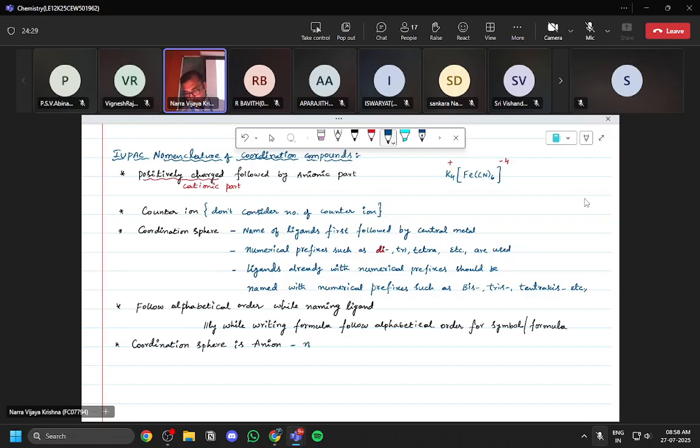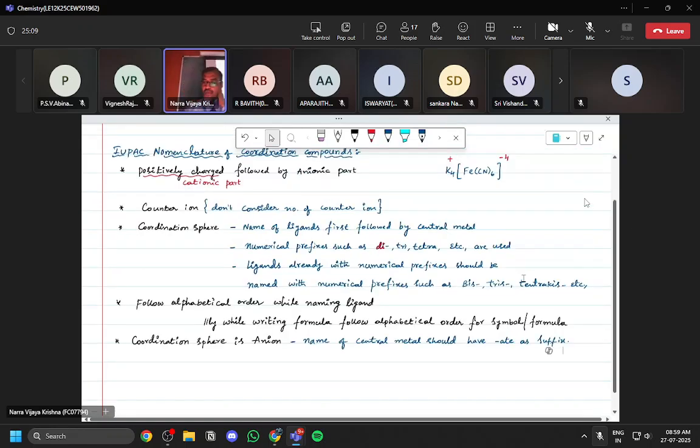So name of central metal should end with or should have a suffix ATE as a suffix. Is it clear, sir? Any questions in this? Respond. Do you have any questions in it?